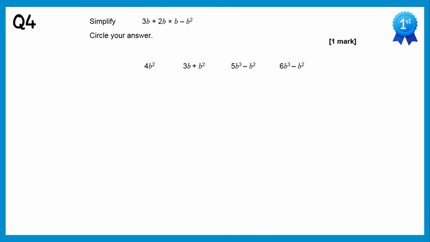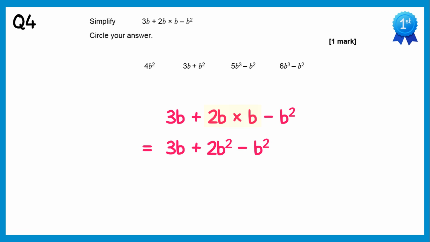For this question, we need to do some simplification. So if we write the question out again, looking at the operations, we've got a multiplication here in the middle. Order of operations says we need to do that before we add or subtract, so we'll deal with that bit first. So if we write 3b down, and then 2b times b gives 2b squared, and then we've got minus b squared on the end. We can now collect like terms. We've got 2b squared take away b squared, so we'll write the 3b as it was, and then 2b squared take away b squared is just 1b squared, or b squared, in which case that's the answer.